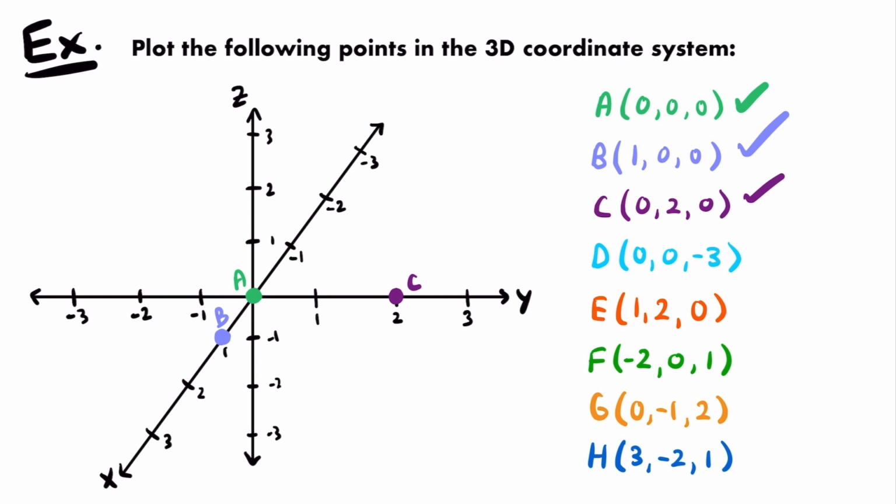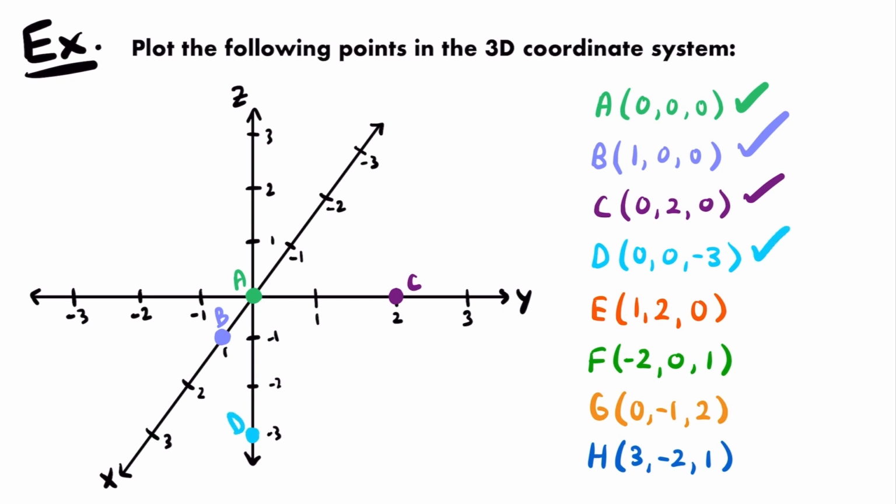It's negative 3. So if we're going to plot this point, we'll start at the origin. We don't move anywhere in the x or y direction because both of those coordinates are 0, but then we have negative 3 in the z direction, so we move 1, 2, 3 below the xy plane or down along the z-axis. So this point right here will be point D.